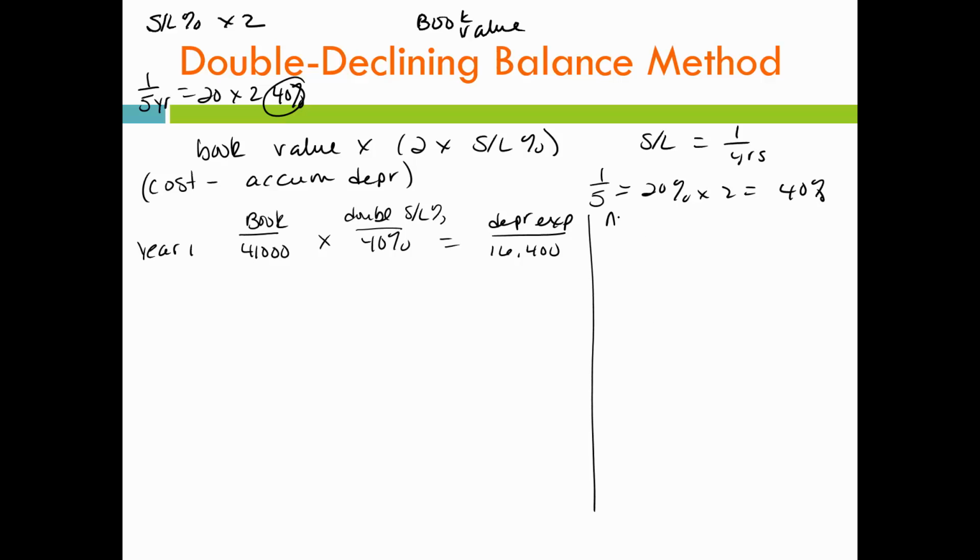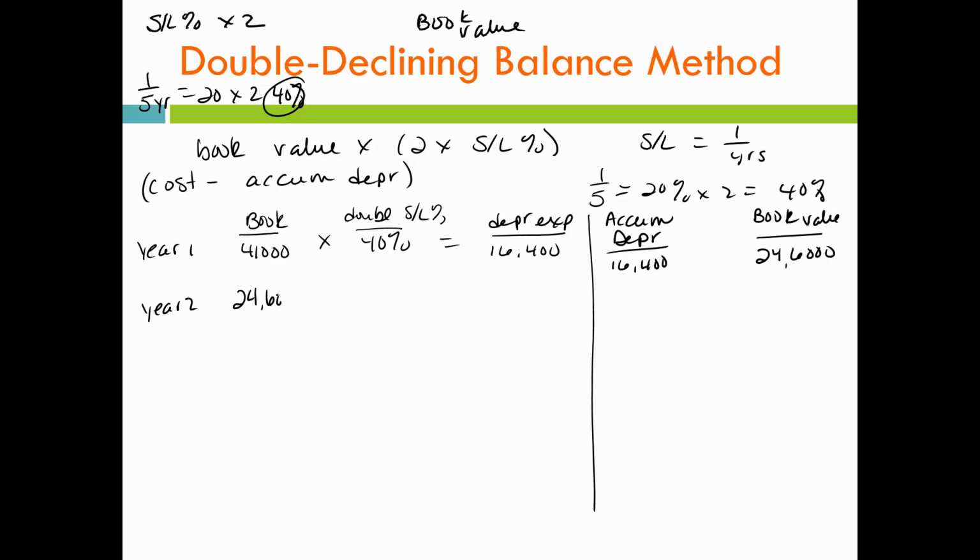So then, if we need to keep track of this though, the accumulated depreciation at the end of year 1 will be the $16,400, and the book value will then be the cost minus the accumulated depreciation. So the cost of $41,000 minus accumulated depreciation of $16,400 gives me a book value of $24,600. Now that's the number I will carry down with and start in year 2.